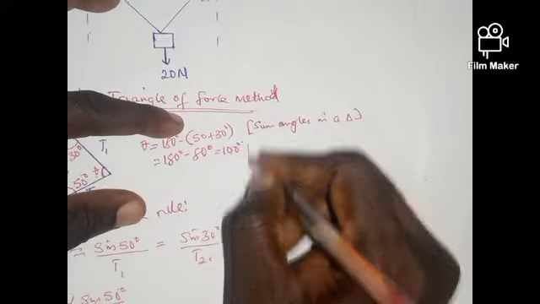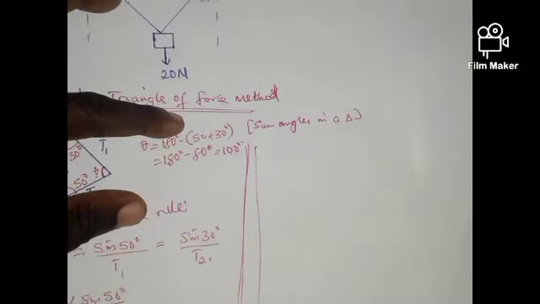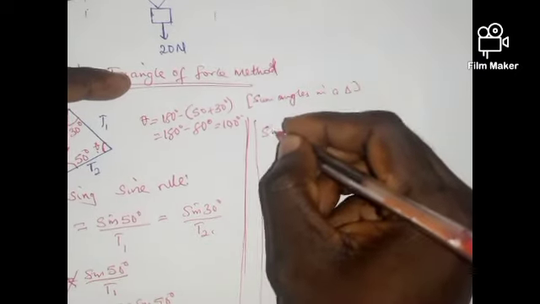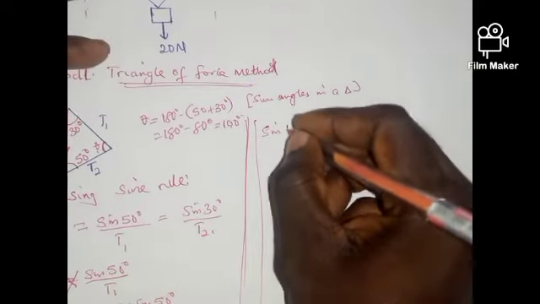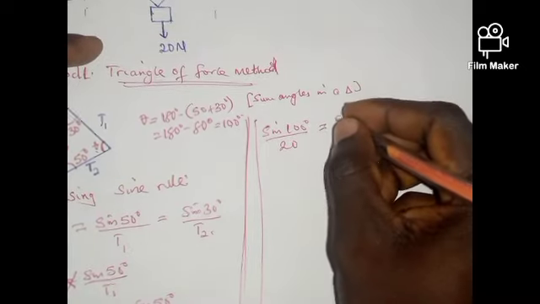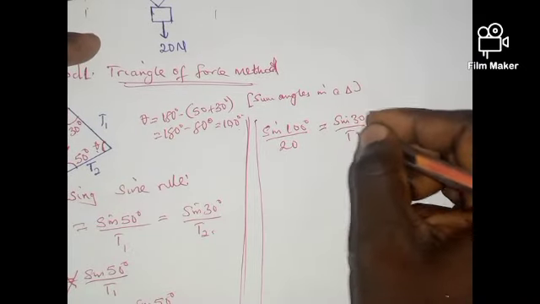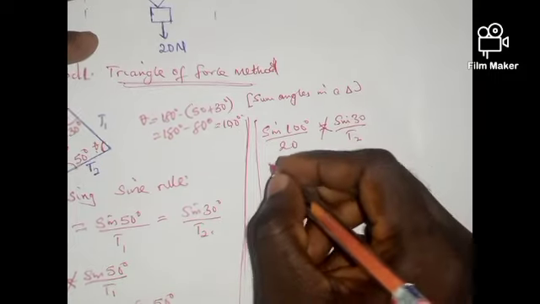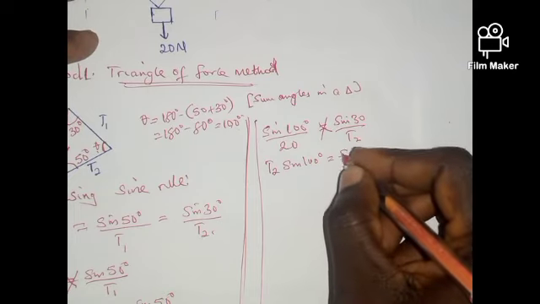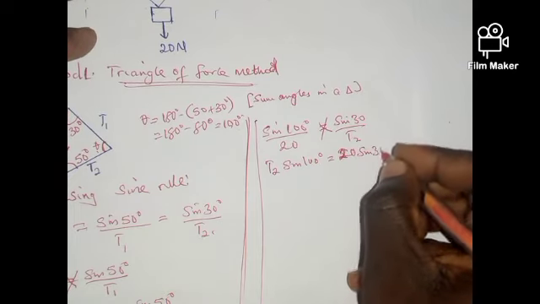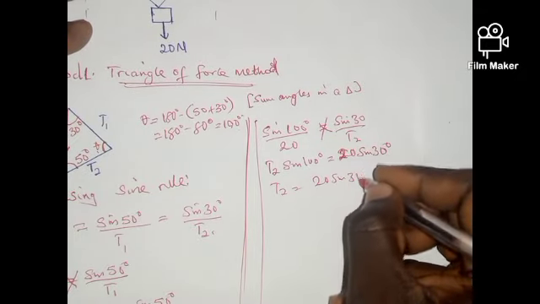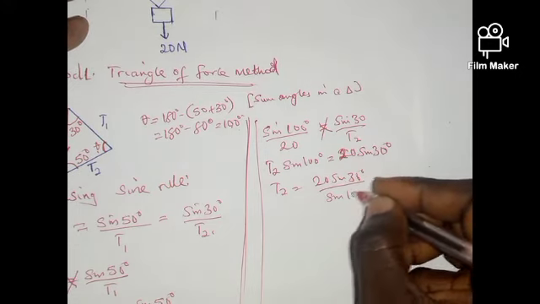So I'm going to have this. Let me just calculate T2 here. Again, I'm going to equate this to T2. So I have sine 100 degrees all over 20 equals, I'm equating this to this, sine 30 divided by T2. So on cross multiply, I'm going to have T2 sine 100 degrees equals 20 sine 30 degrees. So my T2 is going to be 20 sine 30 degrees divided by sine 100 degrees.